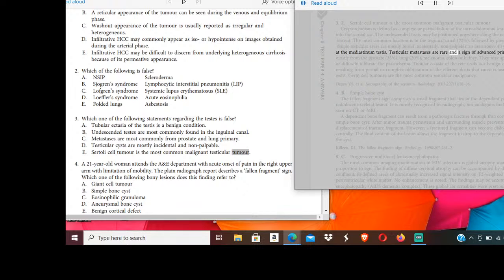Testicular metastases are rare and a sign of advanced primary disease, mostly from the prostate, 35%, lung, 20%, melanoma, colon, or kidney. They may appear discrete or diffusely infiltrate the parenchyma. Tubular ectasia of the rete testis is a benign condition resulting from partial or complete obliteration of the efferent ducts that cause ectasia of the rete testis. Germ cell tumors are the most common testicular malignancy. Dogra VS, et al. Sonography of the scrotum. Radiology. 2003, 227, 18-36.